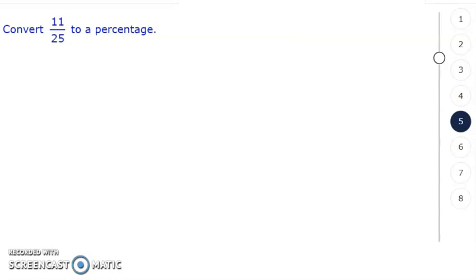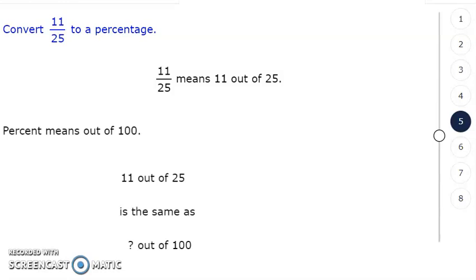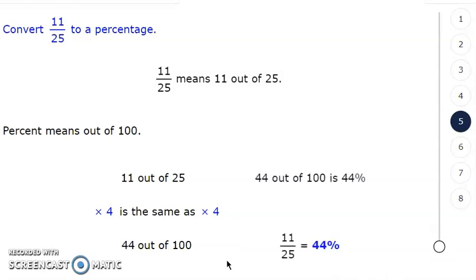Let us see what the book says. 11 by 25 means 11 out of 25. 11 out of 25 is the same as what number out of 100? So multiply 25 by 4, you get 100. Similarly, multiply 11 by 4, you get 44. So 11 by 25 is 44 out of 100, which means 11 by 25 is 44%.